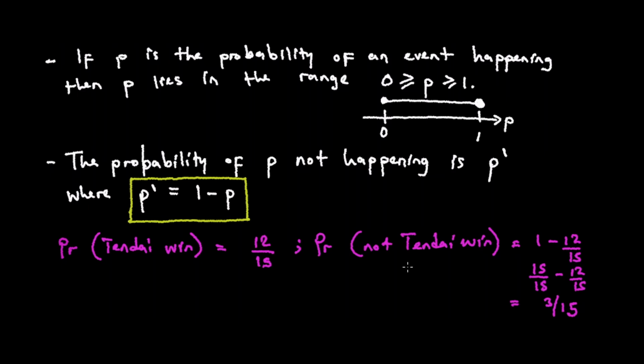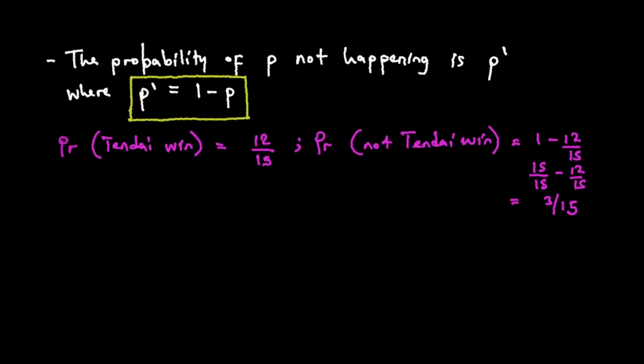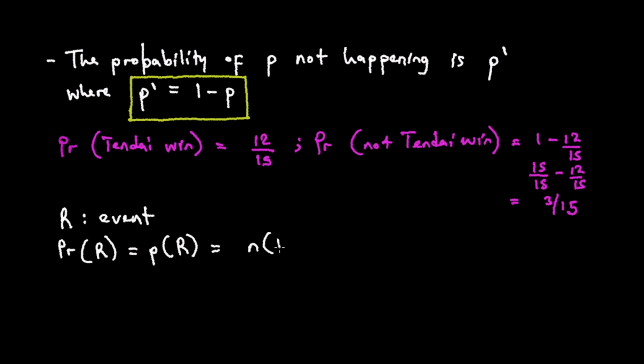We wrote this: the probability of R, if R is the event which is happening, would then be the probability of R is equal to, maybe let us write it down as a formula for your notes. So R is the event. The probability of R, which we can write as small letter p(R), is equal to the number of elements in R, that is the number of times the event happens, over the number of times of everything.